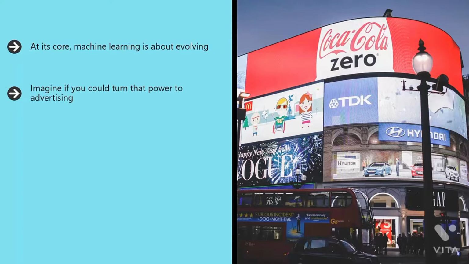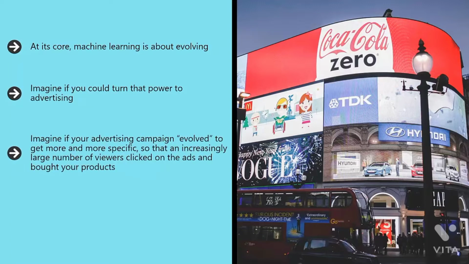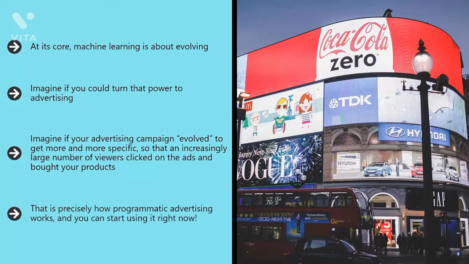Imagine if you could show precisely right advertisements to precisely the right people at precisely the right times. Imagine if your advertising campaign evolved to get more and more specific, so that an increasingly large number of viewers clicked on the ads and bought your products. The longer the campaign ran, the more your profits would increase and the less you'd spend on ineffectual ads. That is precisely how programmatic advertising works, and you can start using it right now.